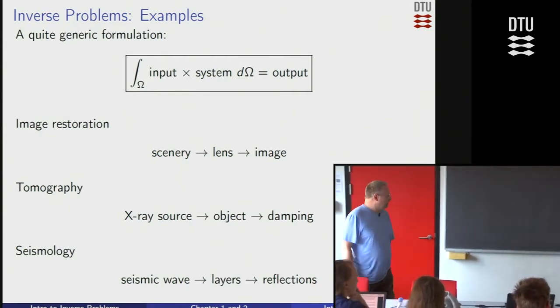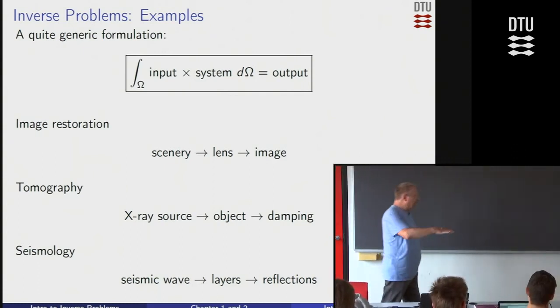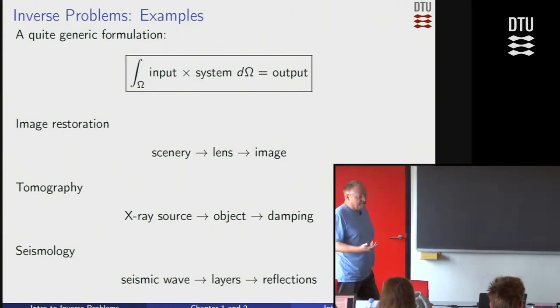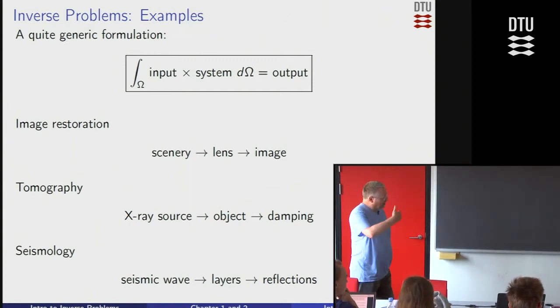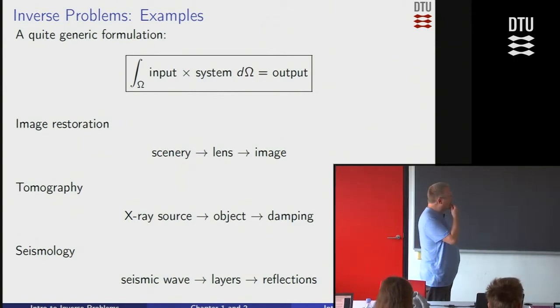Seismology is another example of the latter. You have seismic waves going through some layers of the Earth. You measure the reflections of those waves, and from that you try to figure out where these layers are. And why do you want to know these layers? Maybe there's oil or gas or something interesting down there.